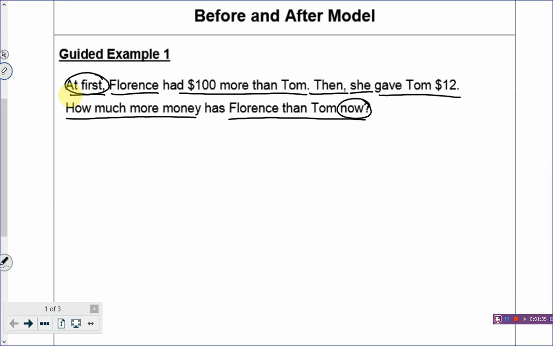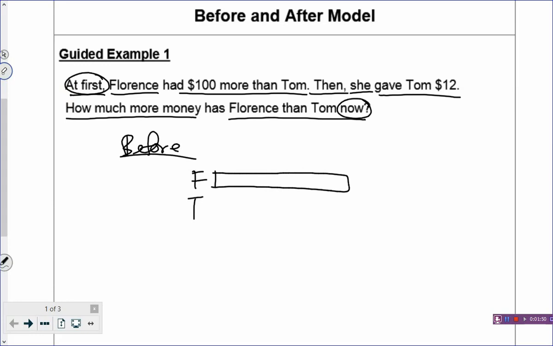Alright, so let's draw the before model. Now, it's always good to label before, and you have two persons, so you have Florence and you have Tom. Alright, and now you're going to draw a longer rectangle for Florence, because if you read the first sentence, remember, we always start from the first sentence to draw. So Florence had $100 more than Tom. So Tom will have a shorter rectangle, and I would like to put the $100 outside.